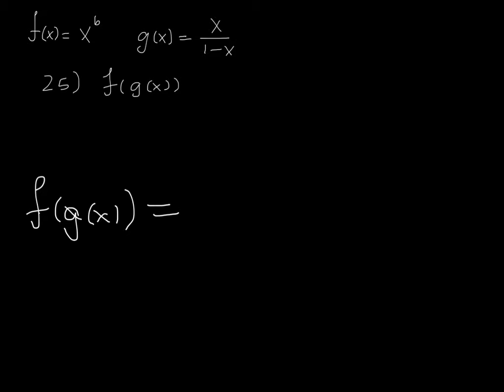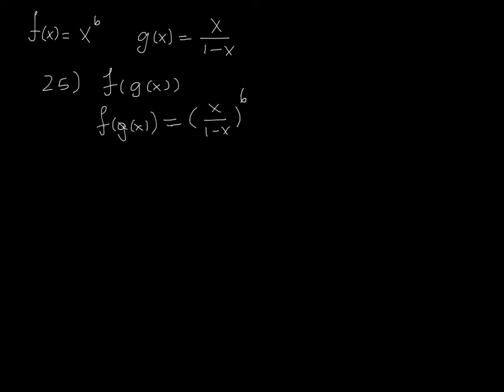So I like to write the f of x, but where the x used to be, instead I'll fill that in with the g of x function, because that's the inside function, giving me x over 1 minus x all raised to the 6th power. Now there's different ways to rewrite this, but none of them is much simpler than what we have, so we'll leave it at that.